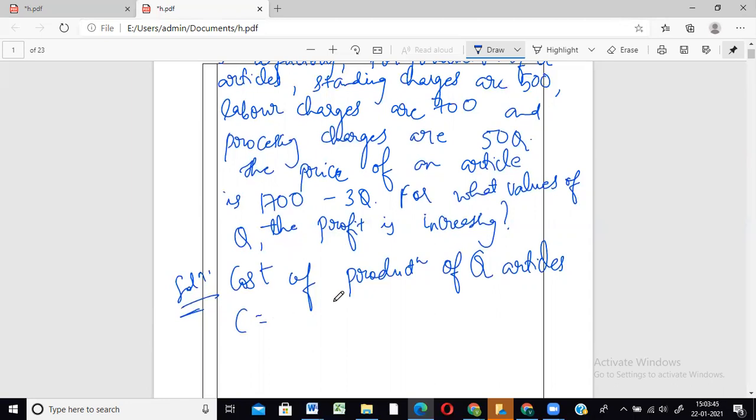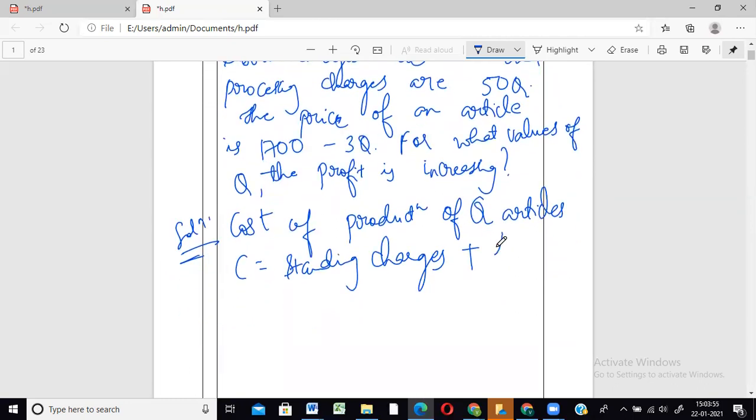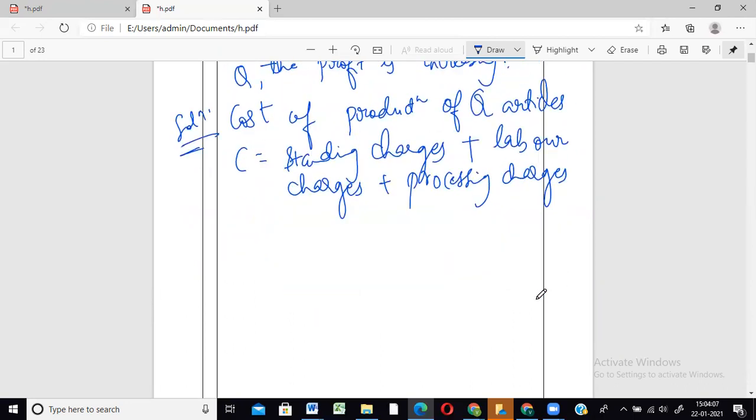So this cost function will be nothing but adding all the three amounts that you have spent: standing charges plus labor charges plus processing charges. So how much is this? We'll add everything.